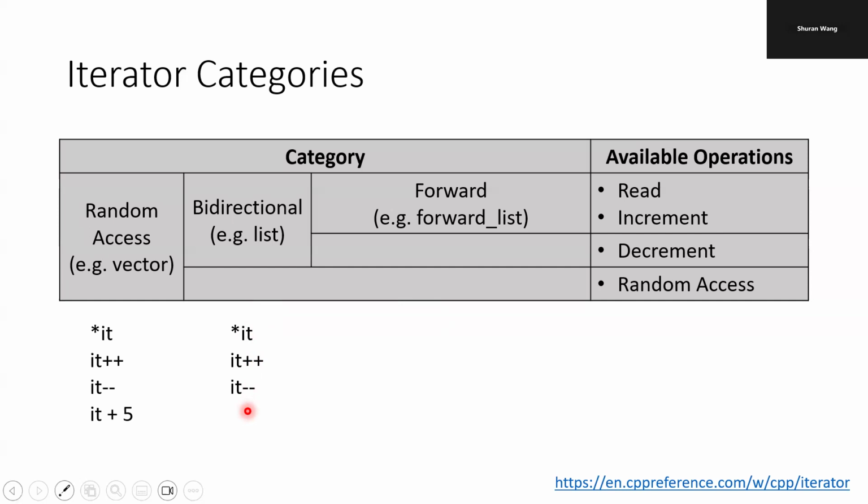For the forward list, remember list is bidirectional. We also have a single direction forward list. In this case, it can do the dereferencing and only plus plus. So it doesn't do decrement. Is this good?